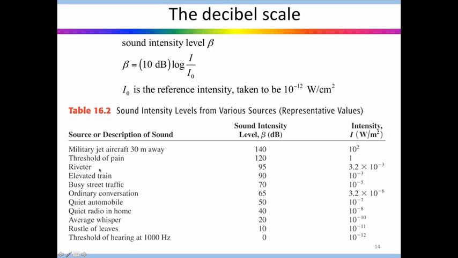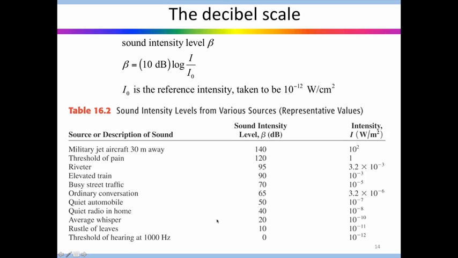If someone is trying to drive a rivet into a metal sheet, then that sound intensity is 95 decibel, and you can see the corresponding intensity. For a train that is running on an elevated track, it is about 90. Our MRT is actually quieter than most trains, and busy street traffic is about 70 decibel. So it's already quite loud. An ordinary conversation is 65 decibel. A quiet automobile is 50 decibel. This is what you hear when you're inside a car that is reasonably well maintained. And if you turn on your quiet radio at home, it's about 40 decibel.